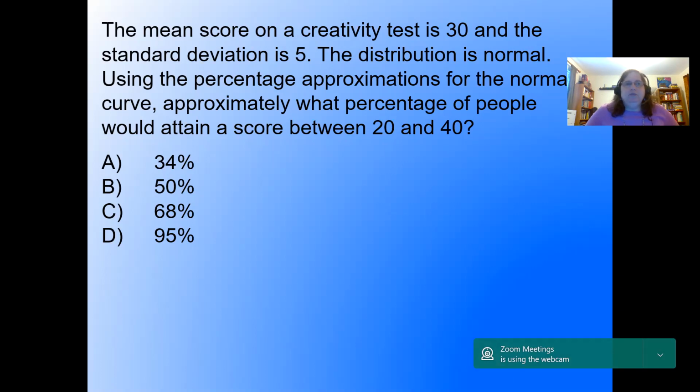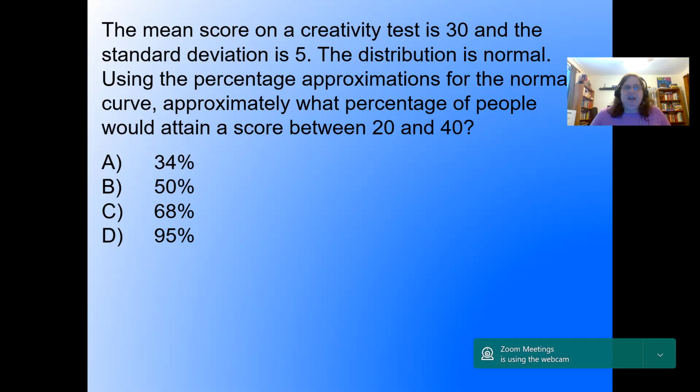Okay, well, we're looking from 20 to 40. If we were looking from 25 to 35, adding 5 and subtracting 5 from 30, then we would cover 68% of the population. But since we're adding the standard deviation twice, 10, to 30 to get 40, and subtracting the standard deviation twice, 10, to get 20 from 30, we are covering 95% of the population.